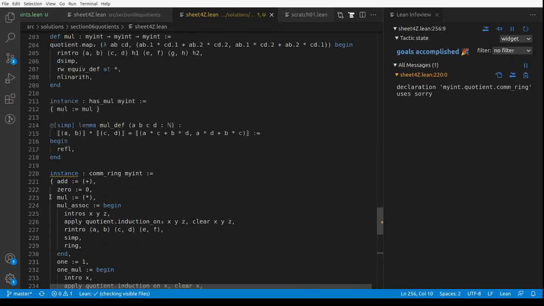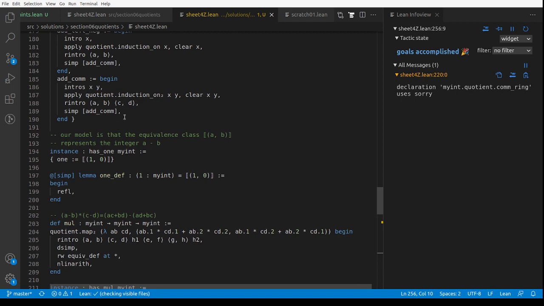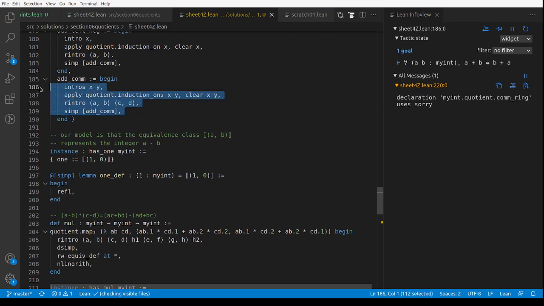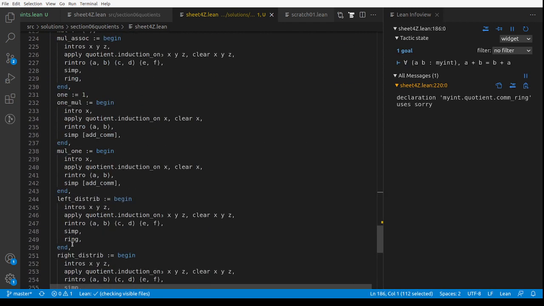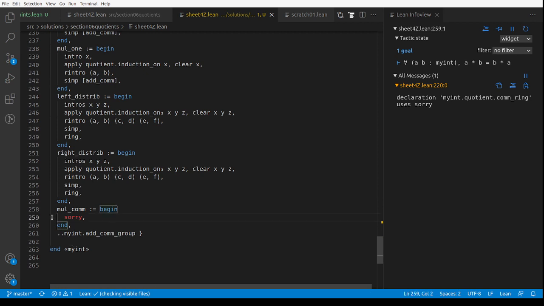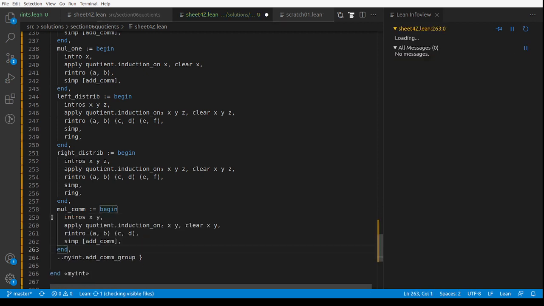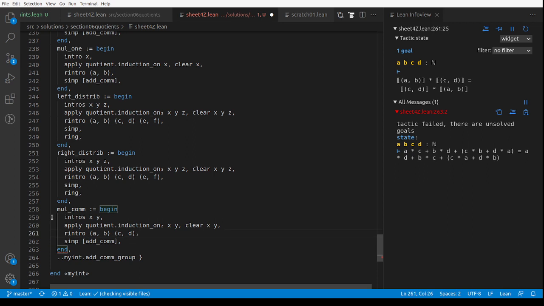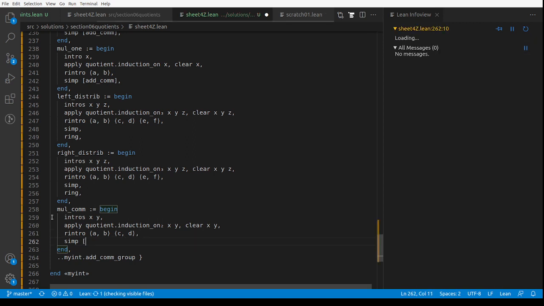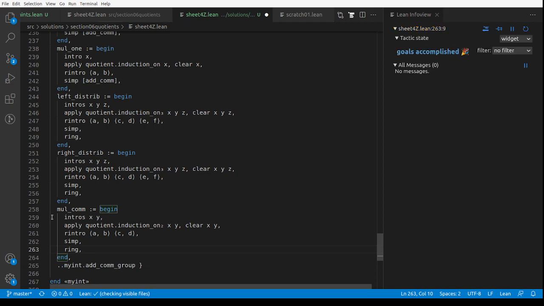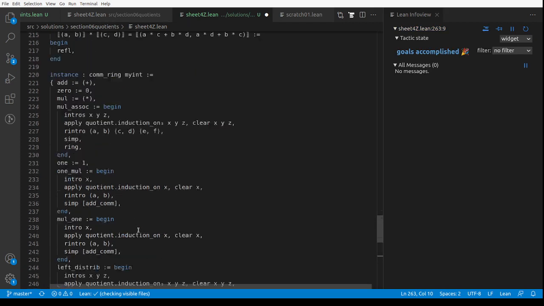And mul_comm, I'll use add_comm because there are two variables. There we go. Boom, boom, boom. Does that work? Oh no. Oh, that's okay. So let's just do simp, ring. Goals accomplished. There you go. No warnings, no errors. Integers as a commutative ring.